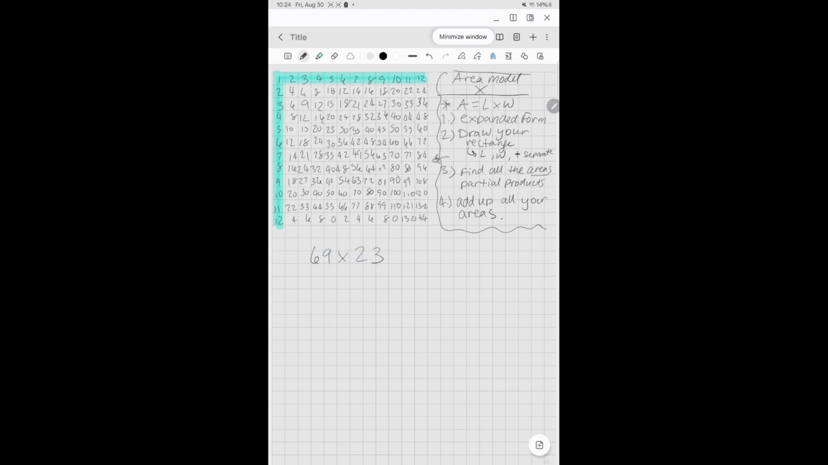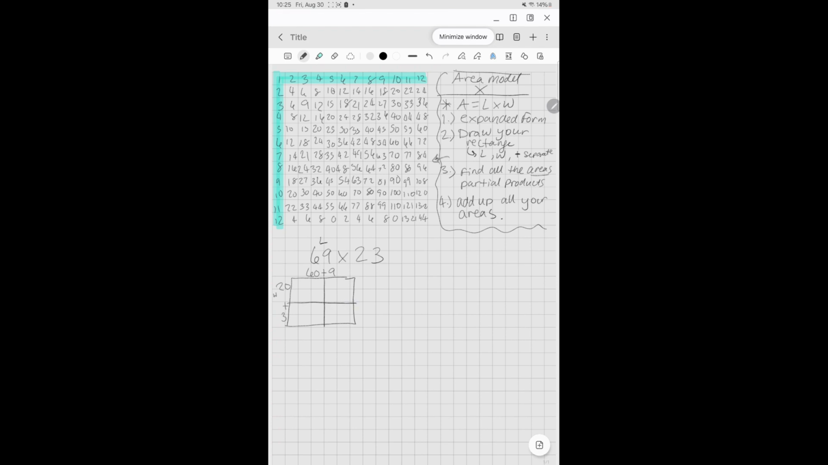Well, I know my first step is to expand the numbers. So I already know that 69 is 60 plus 9. And 23, we break that up. The bigger number I like to put on top, but you don't have to. The bigger number goes on top, it's just the length, and the side is always the width. So 23 in expanded form will be 20 plus 3. And so I'm drawing my box, and wherever I see that plus, I go ahead and separate that.